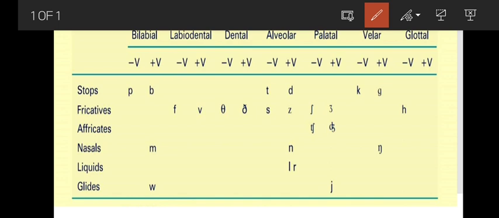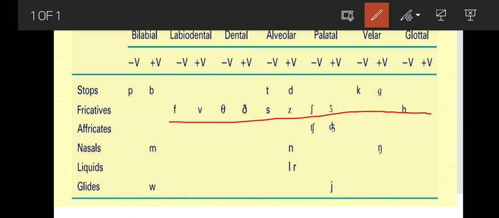You can say f, v, th, th, s, z, sh, zh. So these sounds are fricatives. When you pronounce them, if you put your hand in front of your mouth, you will feel that air is being pushed out from a narrow opening, and it is coming with some speed.